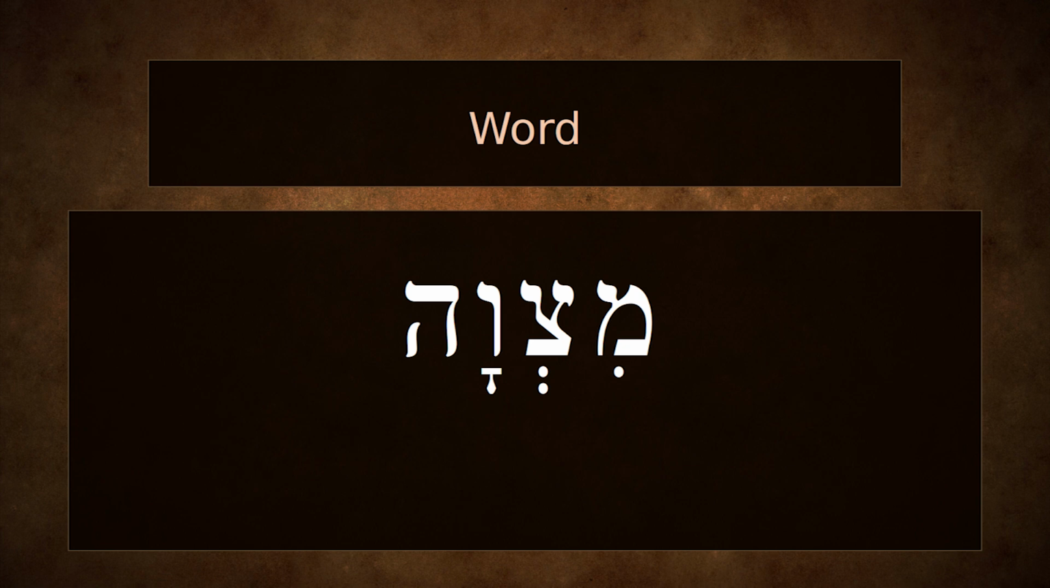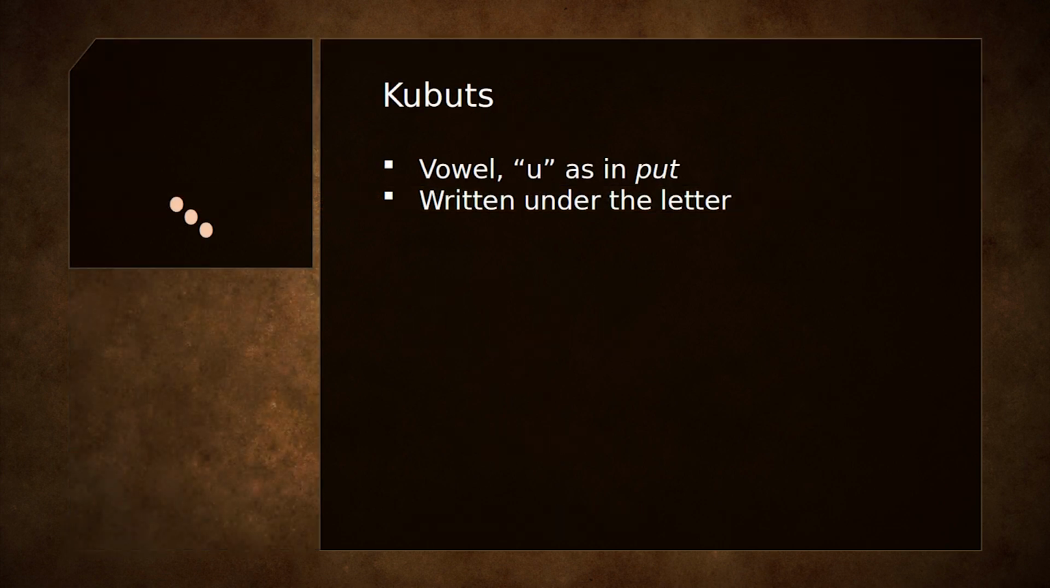The mem is pronounced ma, chiruk is I, tzadi is tsa, so our first syllable is mitz. Then we have a shva, which makes no sound. Finally, the vav with a kametz would be pronounced va, and the he on the end is silent. So our first syllable would be mitz, and the second syllable va. Altogether, this is pronounced mitzvah. Mitzvah means commandment.